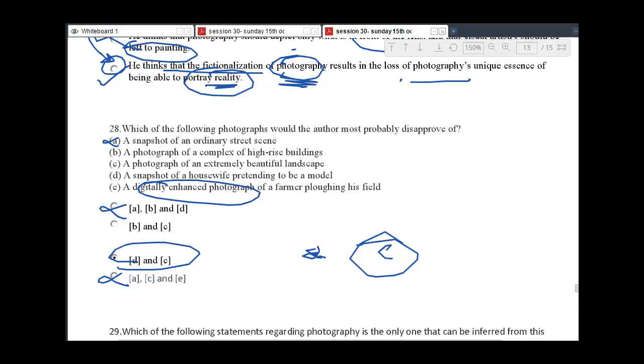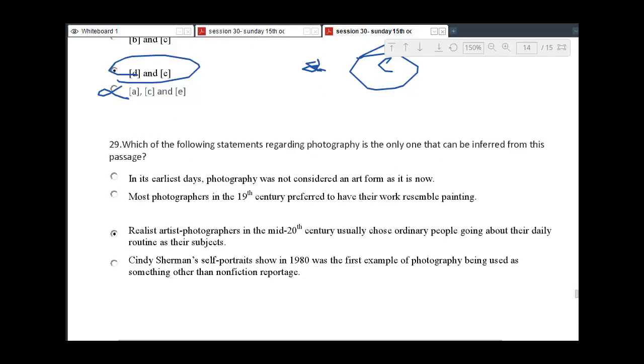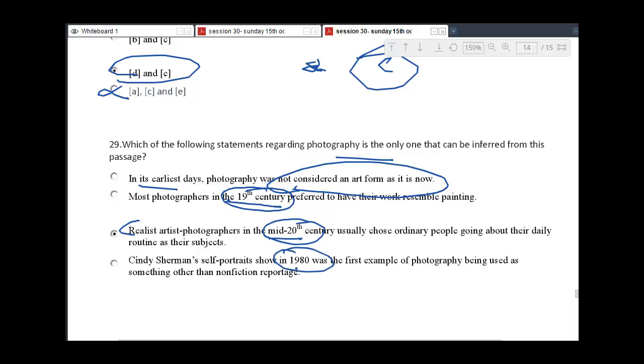The next question is an inference question. I would not bother much about it, people. It says here, which of the following statements regarding photography is the only one that can be inferred? It says, in its earliest days, photography was not considered an art form as it is now. Has it been said anywhere that it was not considered as an art form? You know, there is a strong hint for this. Realist photographer. You know what I do? I always use the dates to arrive at the answer. So I go and find the 19th century. I go and find mid 20th century. I go and find 1980. When I see the dates, I read what information I have about the dates. And I get to know what exactly the author is saying. That makes my job very easy.